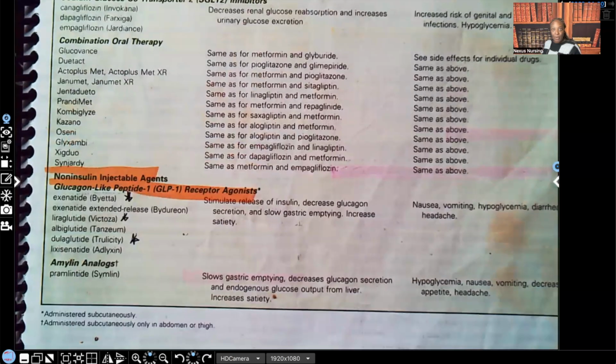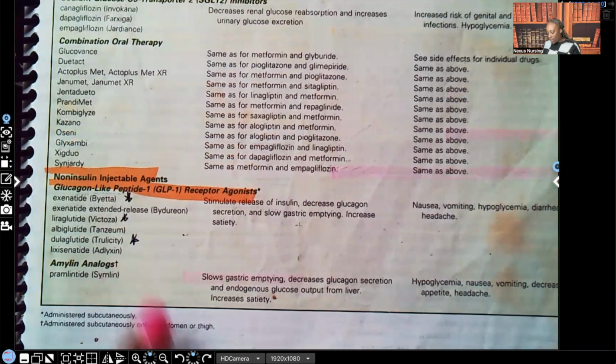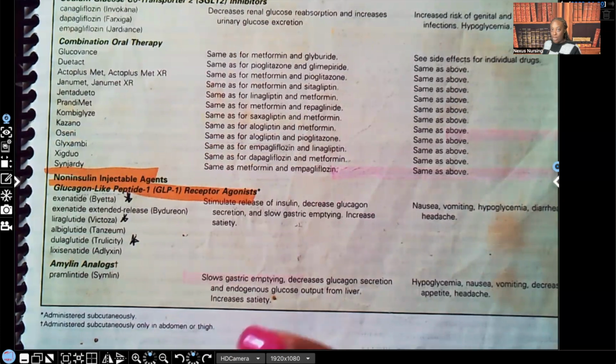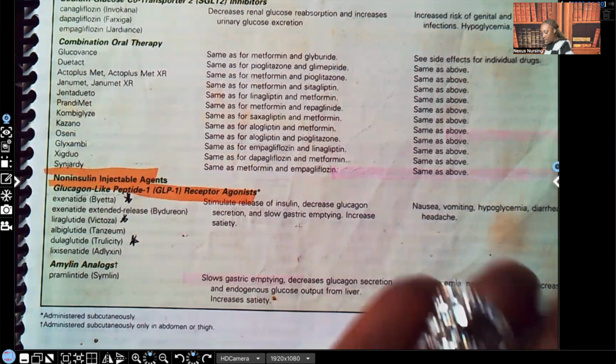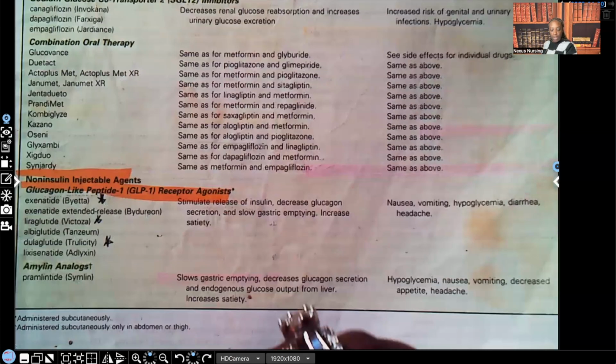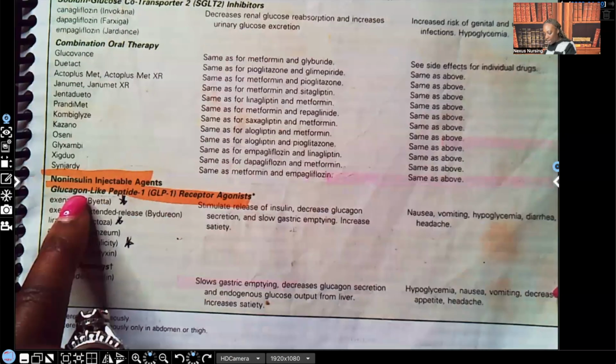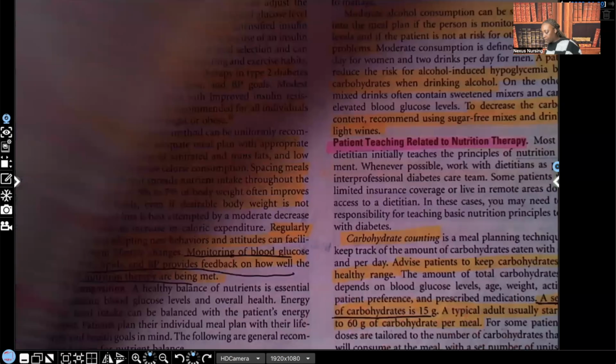For testing purposes, these are the drugs I put a star next to. Those are the ones that I see tend to show up most on nursing exams, but I don't write your tests, so make sure you know all of them. I just put a star next to them so you can see those are the ones that tend to show up the most. All right, moving on. And by the way, guys, these are for your non-insulin injectable agents.